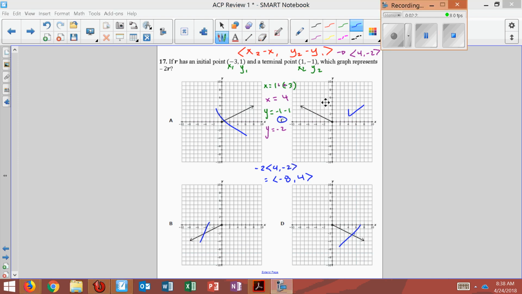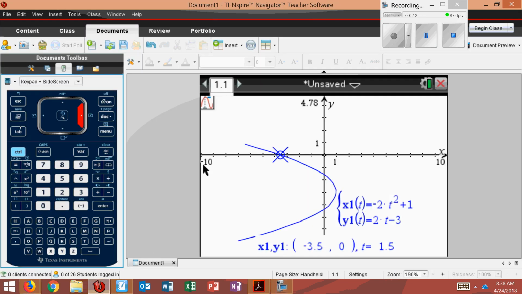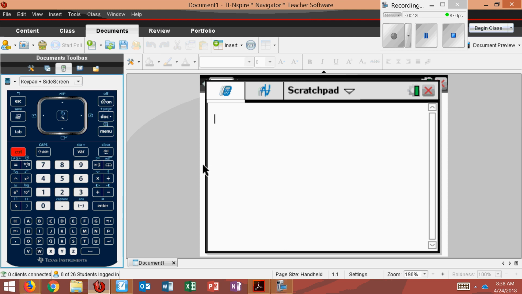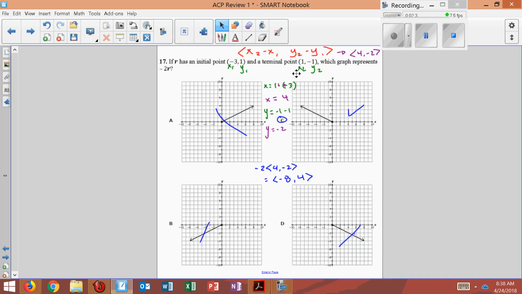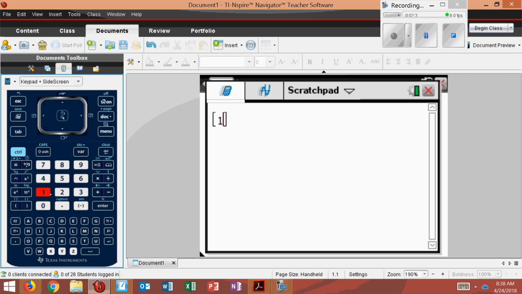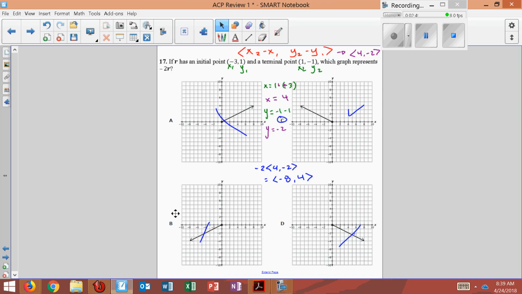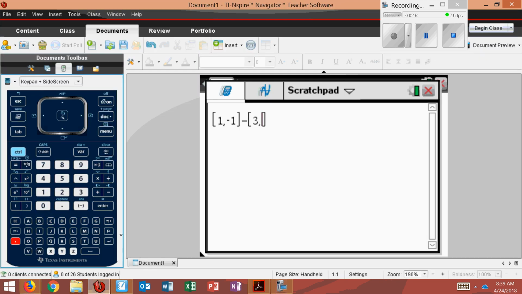Now, if we wanted to keep track of this, we could also do all this in the calculator. So I'm going to come over here, and from the calculator, if you hit control parentheses, it'll give you these brackets, and you could put these in. We would want to do the ending minus the starting, so we'll have 1, -1. And now I would subtract the other vector, which was -3, 1. So I'll put a negative right here, and I hit enter, and that would give me that value.